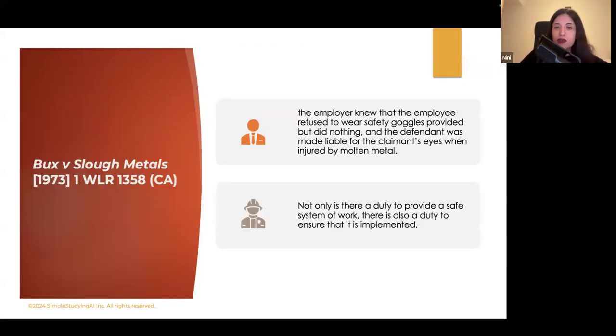Bux versus Slough Metals, a very important case you should remember. The employer knew that the employee refused to wear the safety goggles provided but did nothing. So the employer provided safety goggles, but the employee chose not to use them. The employer is still liable, because there is a duty not only to provide a safe system of work, so the employer must have not only provided the goggles, but also made sure that the employees wore the goggles.